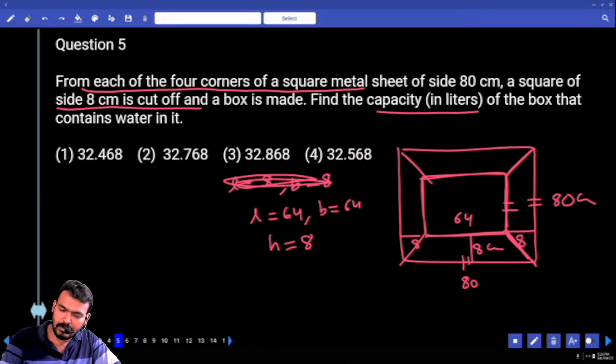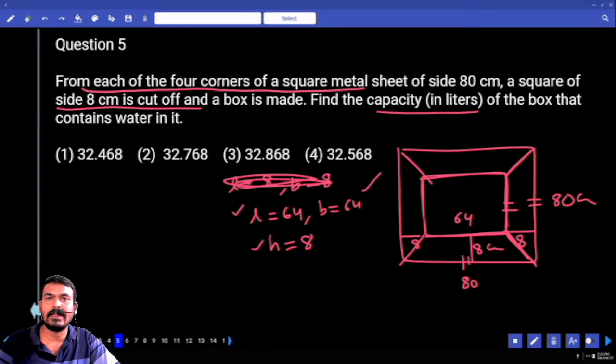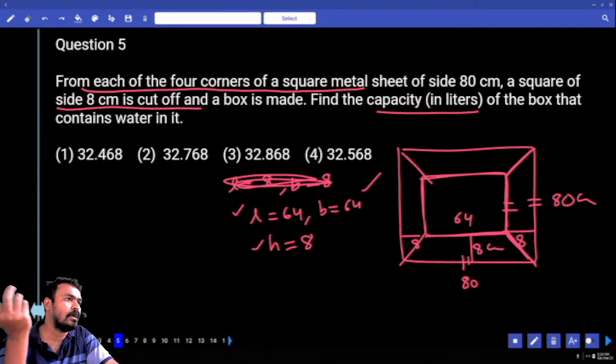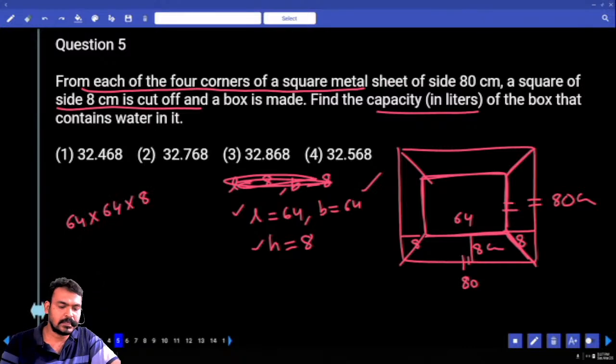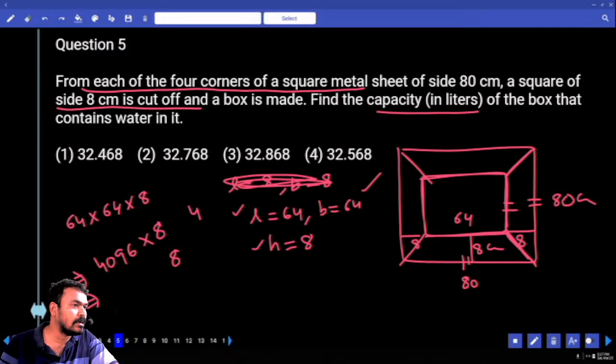We know the length, the breadth and the height. It is a 3-dimensional figure, so the volume is the product of the edges. 64 into 64 into 8. 64 square means 4096, into 8. 8 6s are 48, 8 write 4 carry 4. 8 9s are 72 plus 4 means 76.